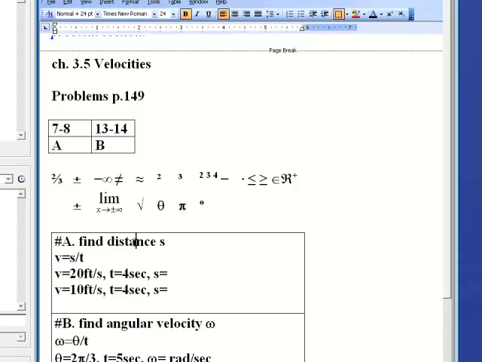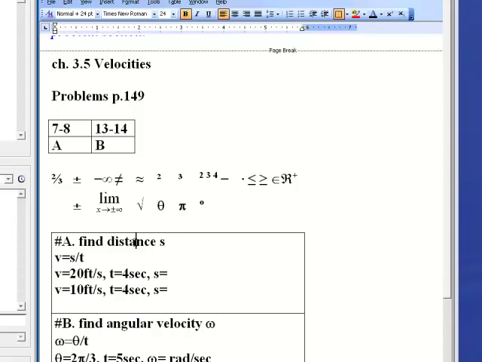Welcome to the problem section for this section on velocities. There really are no new concepts, and that's why I didn't do a lecture for this one. We're just going to have a small number of problems, and they're going to be really quick.